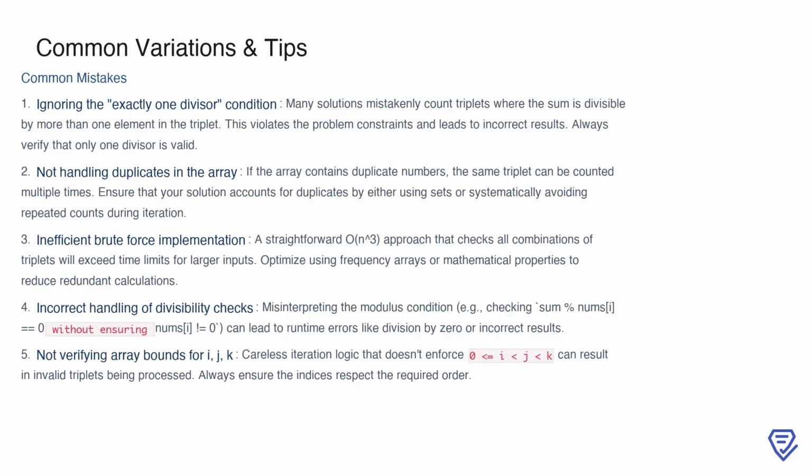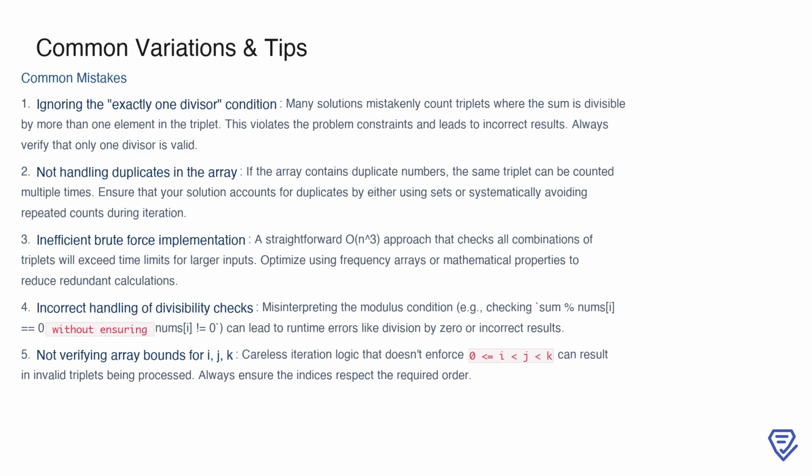You can address this by using sets or carefully avoiding repeated counts during your iteration. Another pitfall is using a brute force approach. While it might seem intuitive to check all combinations of triplets, an n cubed solution will quickly become impractical for larger inputs. Instead, you'll need to optimize using techniques like frequency arrays or leveraging mathematical properties to eliminate redundant calculations.